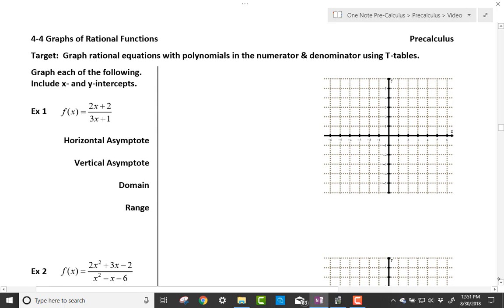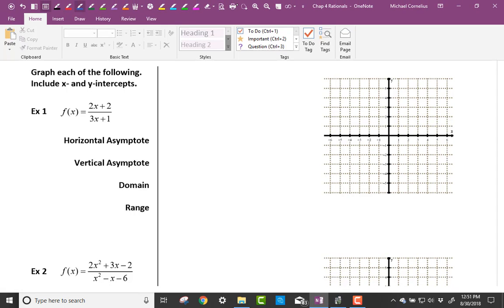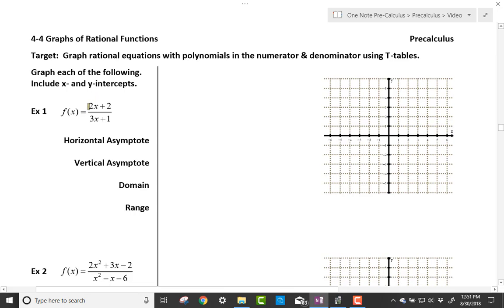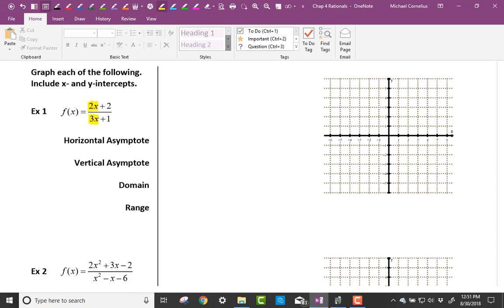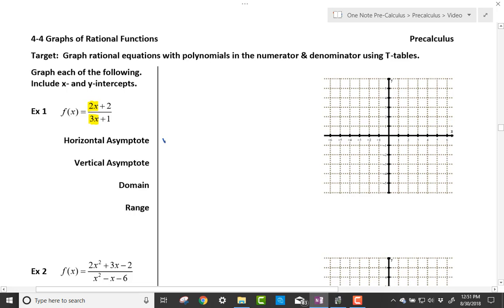Here we go. So example number 1. So to graph one of these, we want a horizontal and vertical asymptote. Horizontal comes from the lead coefficient. So the first thing I do is I look at these here, and this is 2x over 3x. So this is going to be an interesting one already. So I have a horizontal asymptote at y equals 2/3.